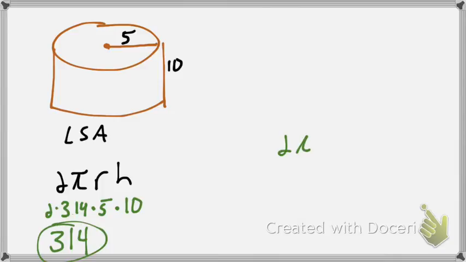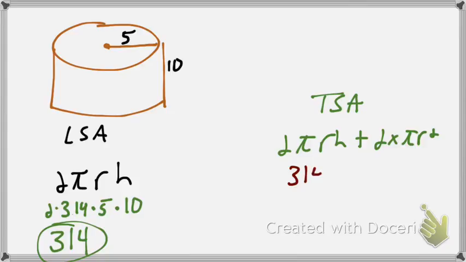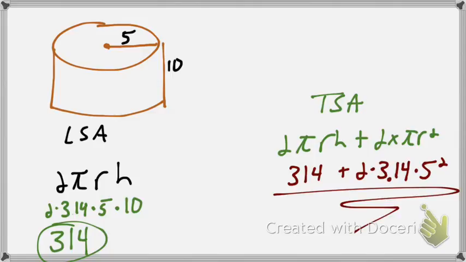Total surface area is 2 pi r h plus 2 times pi r squared. That's total surface area. We just said 2 pi r h is 314 plus 2 times 3.14 times 5 squared. Now you can put all that in your calculator, and you're going to have an answer. All right, so that is surface area. Those are all 3 types of surface area you're going to see: prisms, rectangular prism, triangular prism, and cylinder.